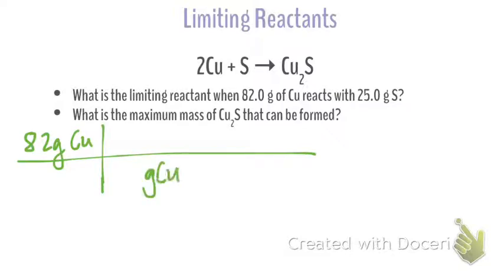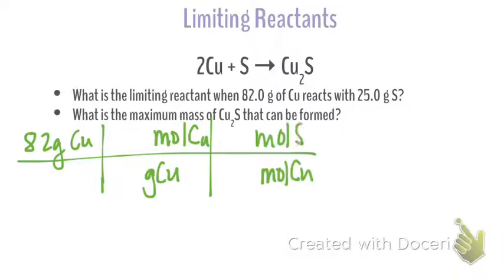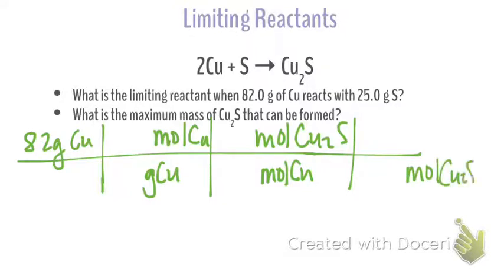I go grams of copper to moles of copper. Moles of copper to moles of sulfur. Nope. Moles of copper sulfide. All right, we're going to go to our product because you want to know what's the maximum amount of our product that can be formed. Then we'll go moles of copper sulfide to... whichever has the bigger number. We'll talk about that in a second, but yes, that's what we're going to compare.